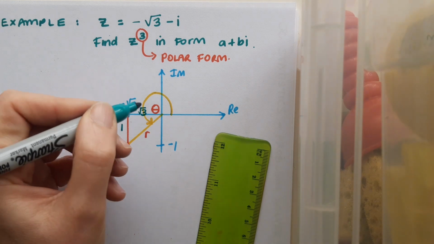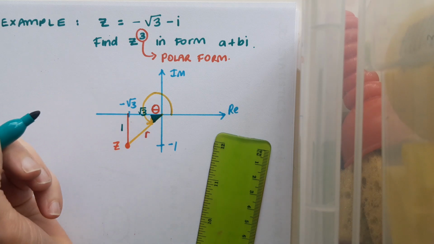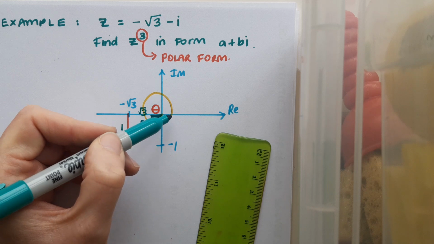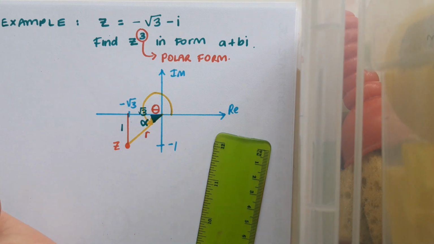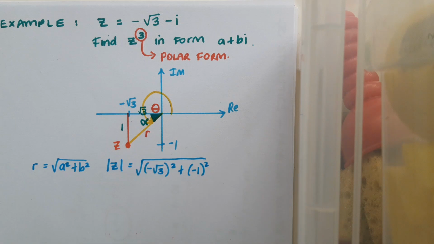So what I'm going to do instead is find this angle here, which I'm going to call alpha. And I'm going to add that on to the 180 degrees up as far as this point here. But first of all, the modulus. Don't forget our formula for modulus is the root of a squared plus b squared. So in this case, the modulus of z is the root of minus root 3 squared plus minus 1 squared. And that comes out as 2.